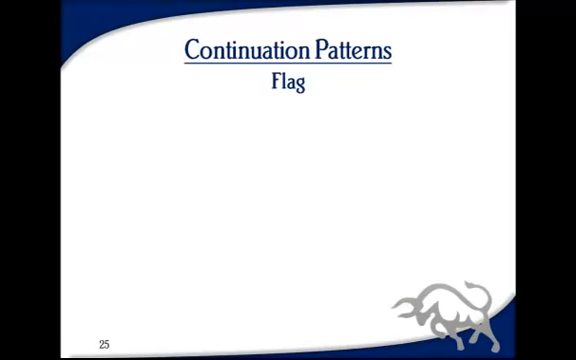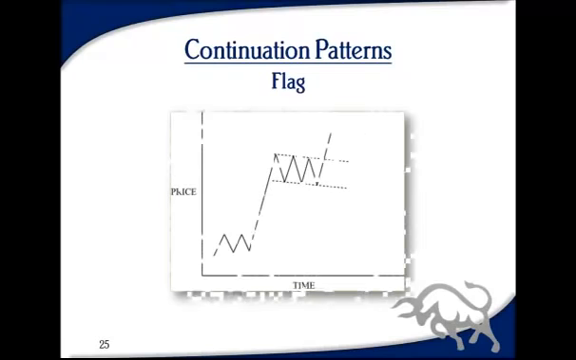This one's called a flag. It's probably the most common, along with the pennant, which we'll look at next. Probably the most common continuation pattern of all. And it's a short trend. It will last maybe one week to three weeks. You will see that the parallel lines slope slightly downward, and this is common in an uptrend. It will be the opposite in a downtrend: you would expect them to slope up a bit.